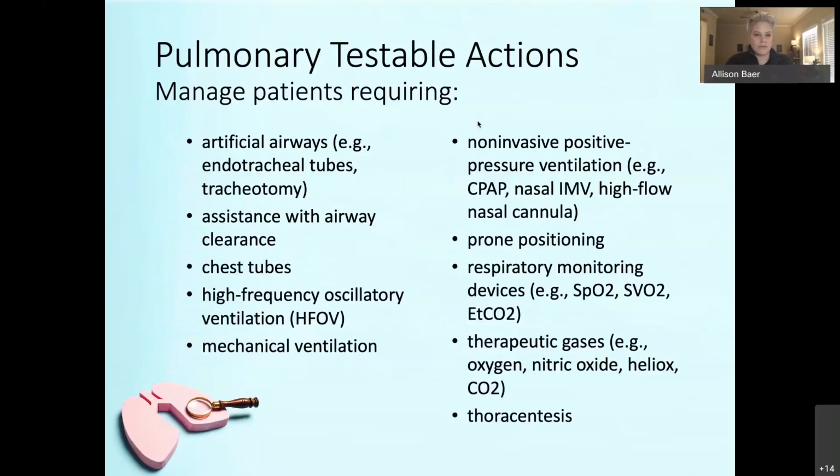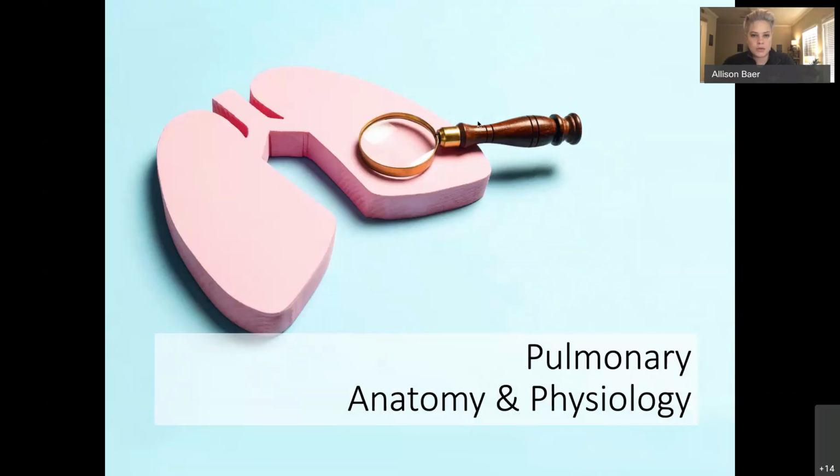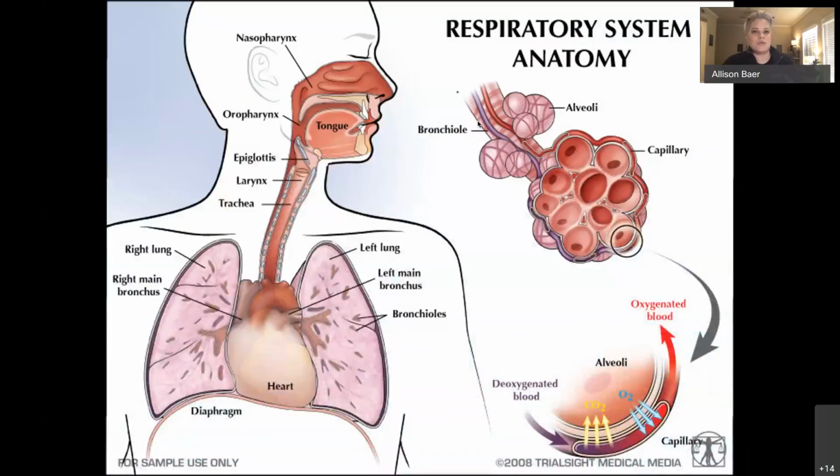So covering artificial airways, airway clearance, chest tubes, high frequency oscillator, mechanical ventilation, all the non-invasive pressure ventilations, prone positioning, respiratory monitoring, gases, and thoracentesis. So we'll start out like we did with cardiac with some basic anatomy and physiology. Understanding all of the basics and how things should function is going to help as you're trying to work through the questions on what's going wrong.